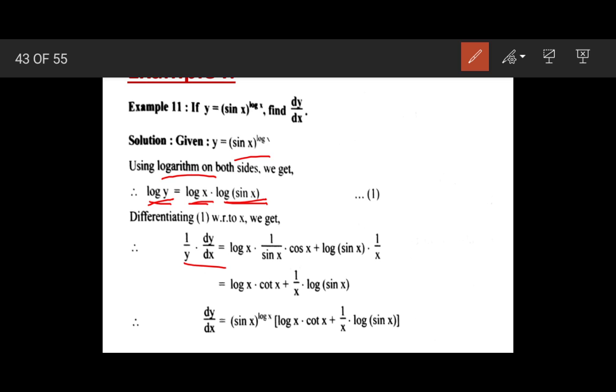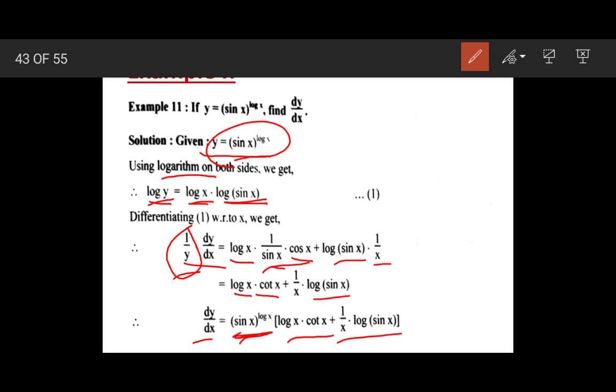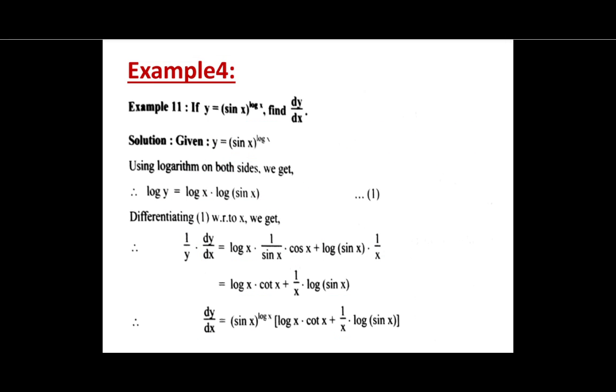So u into v rule. So log x into 1 upon sin x into derivative of sin x, cos x, plus log sin x into derivative of log x, 1 upon x. So log x, then cos x upon sin x is cot x, then plus 1 upon x log sin x. Okay. So finally dy upon dx will be, I am taking this 1 upon y to the right hand side and substituting y as sin x raised to log x. So sin x raised to log x into (log x cot x plus 1 upon x into log sin x).